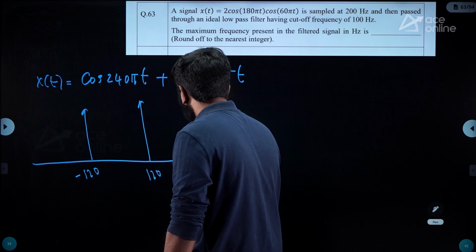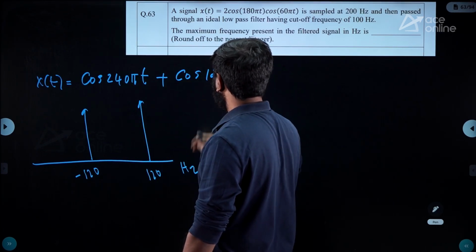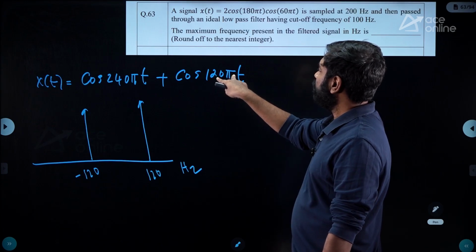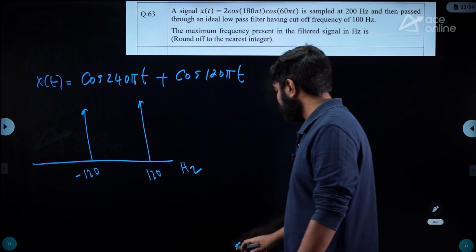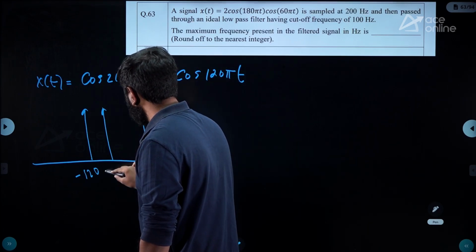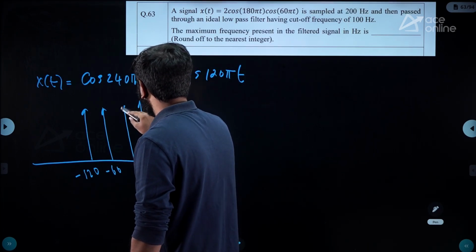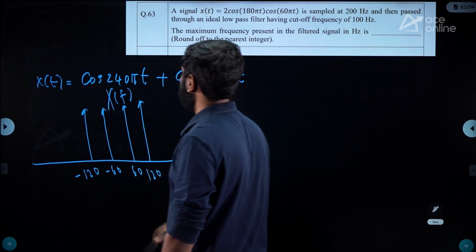Which scale? This is Hertz scale. What is this? This is X of f. What's the Fourier transform of this? The frequency is 120 pi but in radians per second. I want to write in Hertz, so it is 60. There are two impulses, students, one at minus 60, other at 60. What is this? This is X of f.